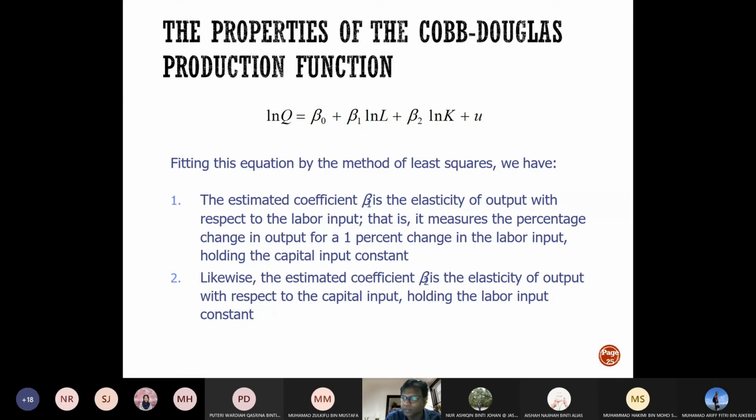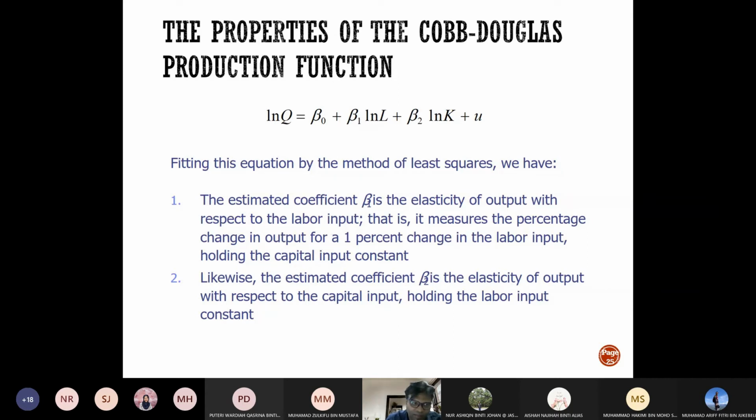All right, these are the models. The estimated coefficient of the parameters: beta 1 is actually the elasticity of the output with respect to the labor input, which measures the percentage change in the output for a 1% change in the labor input, holding the capital input constant.